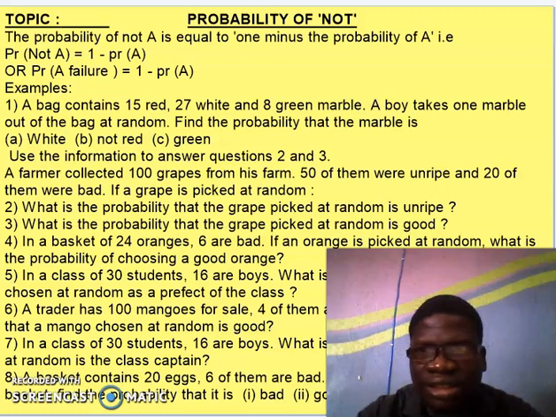Then let's look at these questions as we try to solve them.